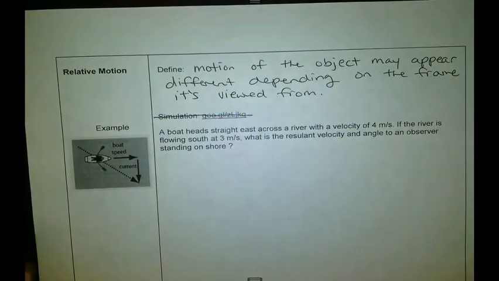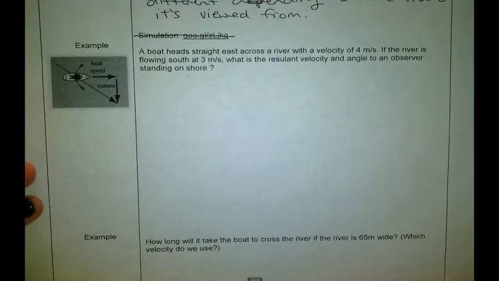Link doesn't work. All right, for example, this example, there's a lot of test questions like this, so pay attention. A boat heads straight east across a river with a velocity of 4 meters per second. If the river is flowing south at 3 meters per second, what is the resultant velocity and angle to an observer standing on shore? Okay, so let's start with what started first.